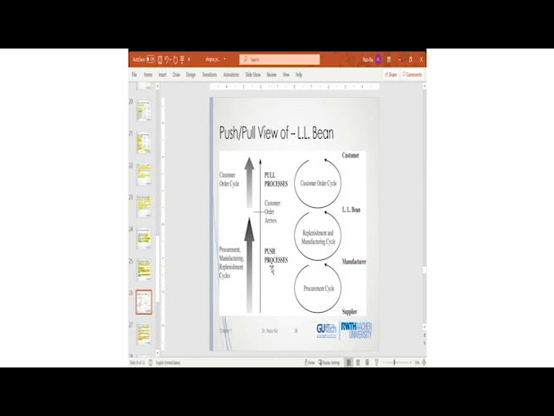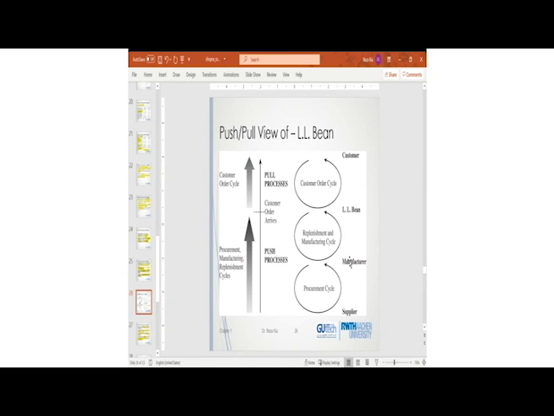So when it's a push process, it means that they are not waiting for a customer demand. Rather than waiting for the customer demand, they are anticipating the demand of the customer maybe for a couple of months ahead. And then they will start the production process sometimes before the real demand, and then they just put it in the LLB warehouse. So you see, guys, in the procurement cycles, they are anticipating the demand. Based on the anticipation, they will purchase raw materials.